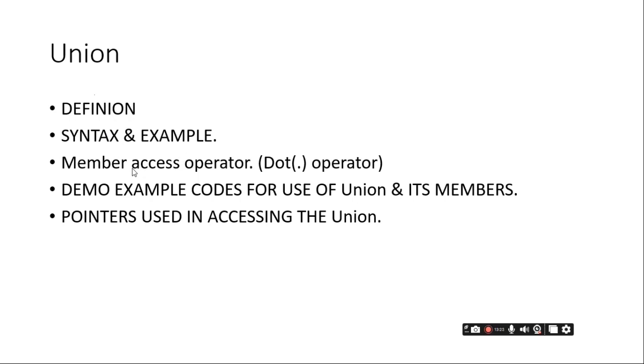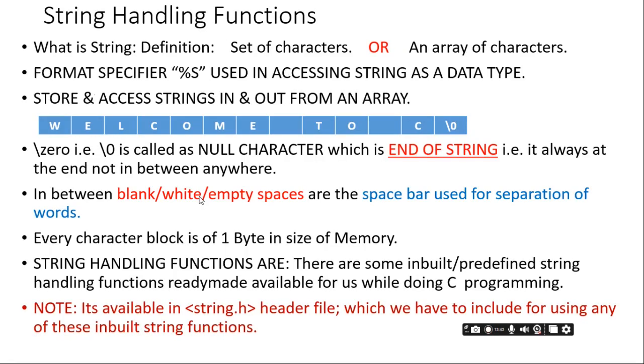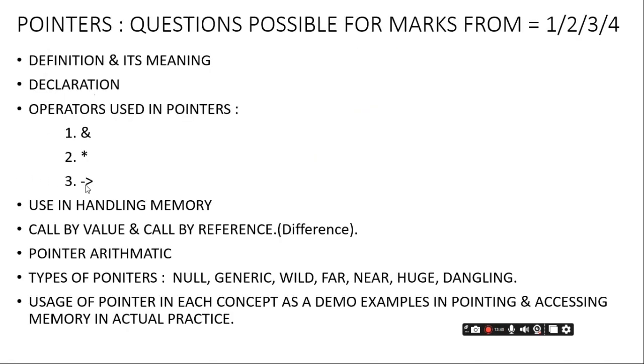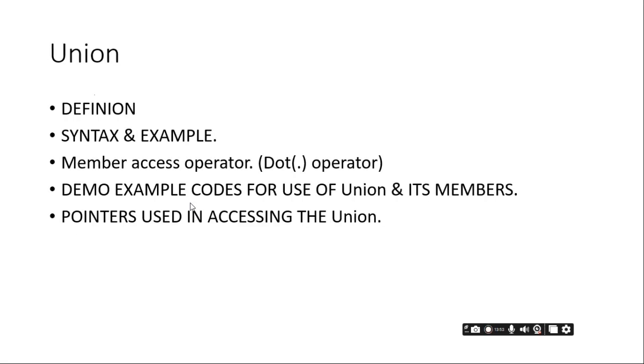Then here also we can use two operators in case of union. One is the dot operator when we are using plain union or direct union concept, and when we include the pointer concept within union, then we again use this member indirectional operator, which is symbolically presented by the arrow operator. Then its demo code for use of union and accessing its members.